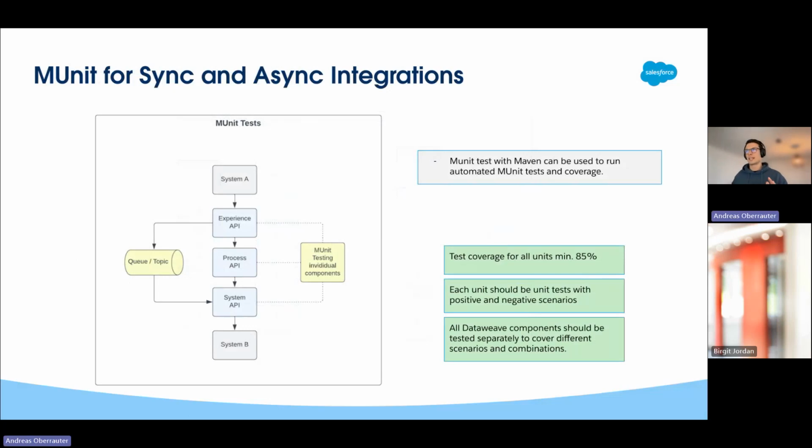If we start with the MUnit tests, you see here I included the synchronous as well as the asynchronous integrations in the same picture, because with MUnit tests, most of the time we are just testing the applications themselves, right? So we write the MUnit tests for the experience, the process, and the system API, and based on the criteria which we defined before, we test the DataWeaves, the different components, and some logic within the Mule application itself. And those are the unit tests which we defined in the beginning.